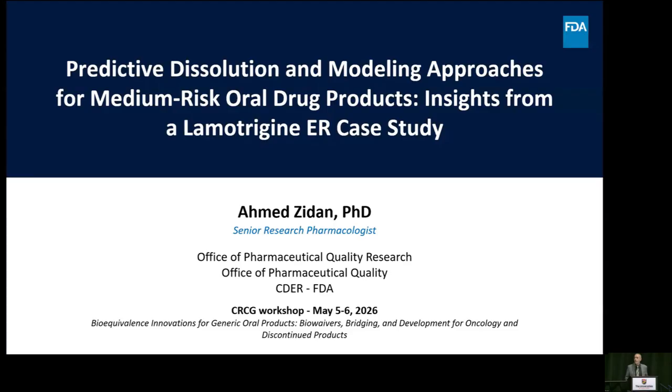And thank you, Deanna, and our speaker, for wonderful talks about the biopharm risk assessment framework that was proposed in last week's workshop. So my slides today will also focus on one of the categories, or one of the risk groups in the biopharm risk framework, which is the medium oral drug product.